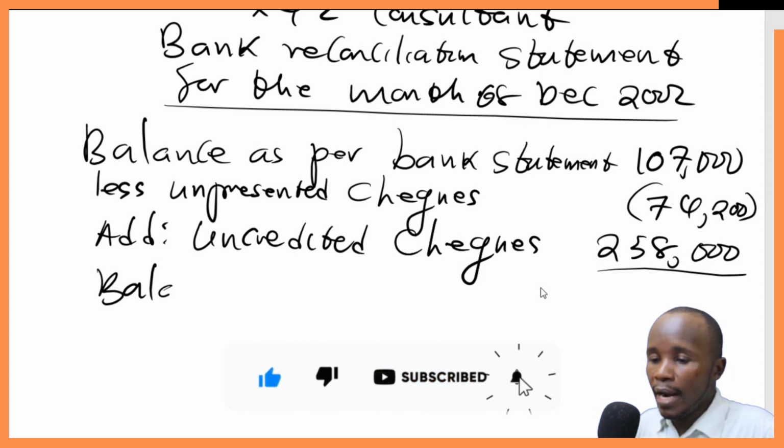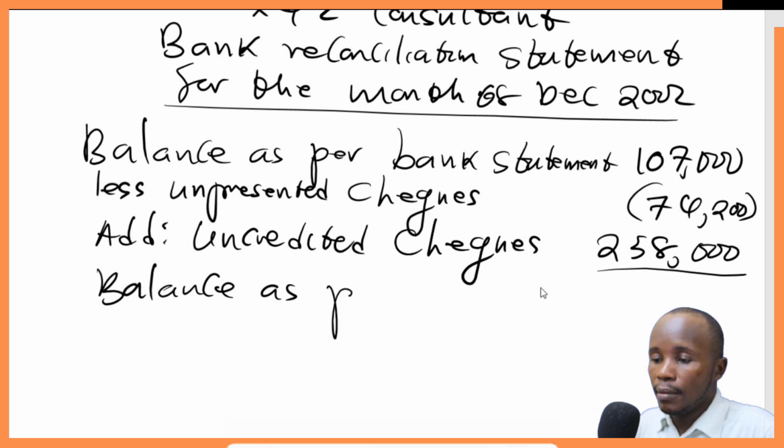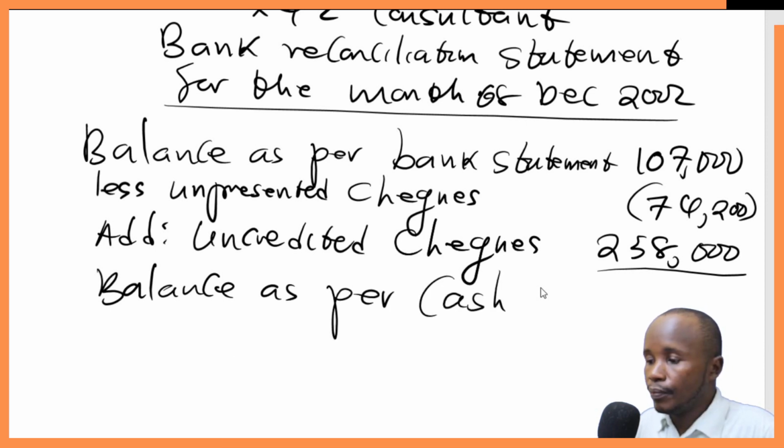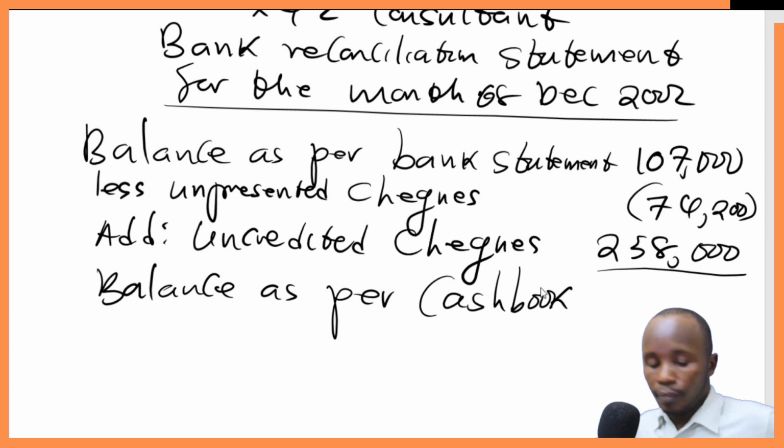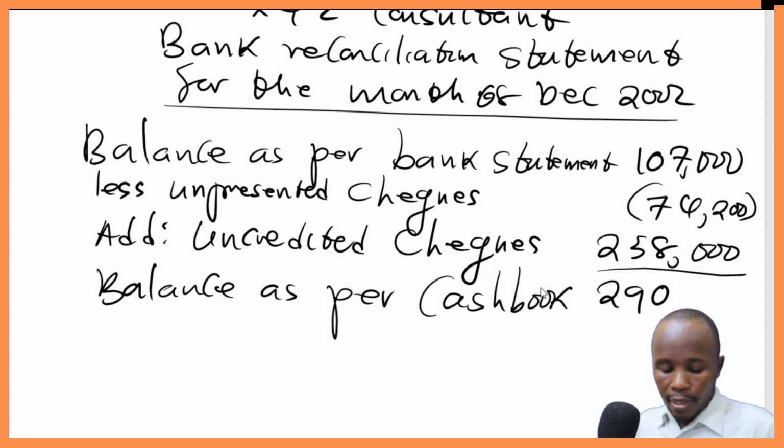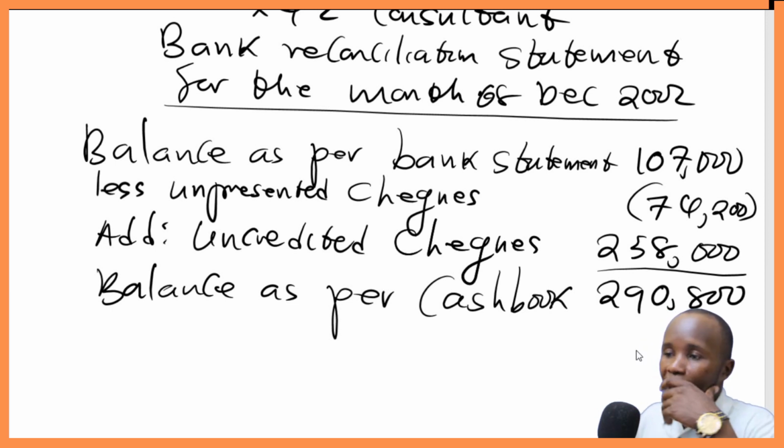So we have the balance as per cash book. We add this: 107,000 minus 74,200 plus 258,000, and that's how we prepare the bank reconciliation statement.